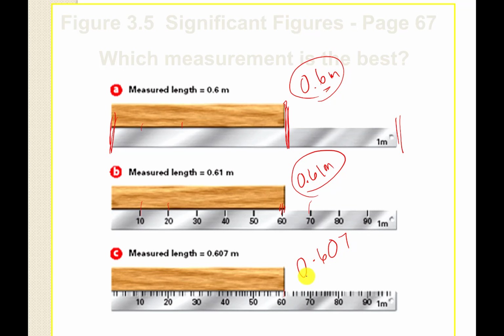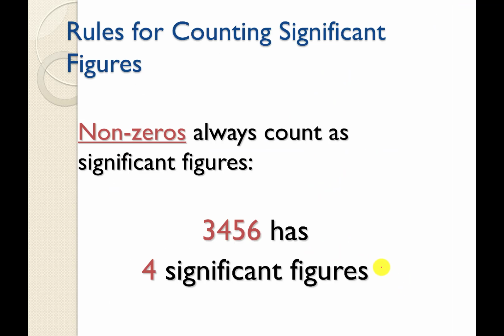So again, the number of significant figures is based on how precise your instruments are. This instrument right here could only give us precision up to the tenths place. This one gave it up to the hundredths place. This one to the thousandth place. Now we know why we have significant figures. Again, it's based on the precision of the instruments we're using.